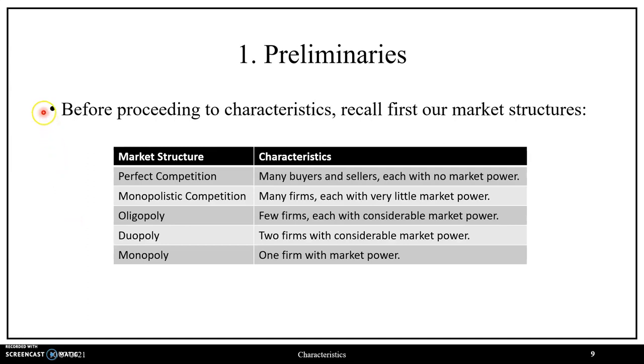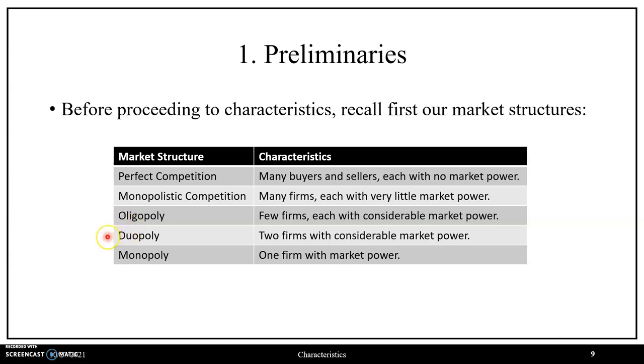Where, before we proceed to characteristics, let us first recall our market structures, where first we have our benchmark case in terms of perfect competition, which sits at one extreme in which there's many buyers and sellers, each of which have no market power. We have our other extreme that we've considered, which was the monopoly, in which there's one firm with market power operating in the space. And then we had our first in-between case in the form of oligopolies, in which there was a few firms in the space, each of which had considerable market power, and their decision-making process was interdependent of one another.